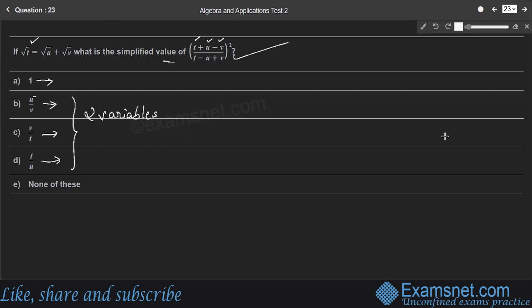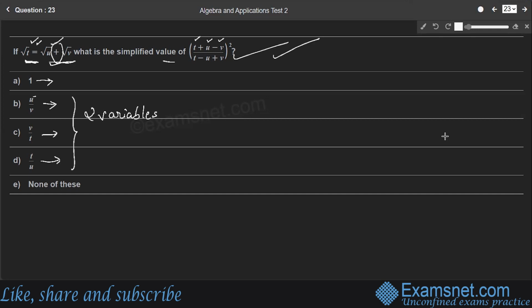Therefore, let us consider the given expression. And let us express this expression in terms of only two variables. For that, we have to express T in terms of U and V, or U in terms of T and V, or V in terms of T and U. So the easiest way is, let us take T as a function of U and V.